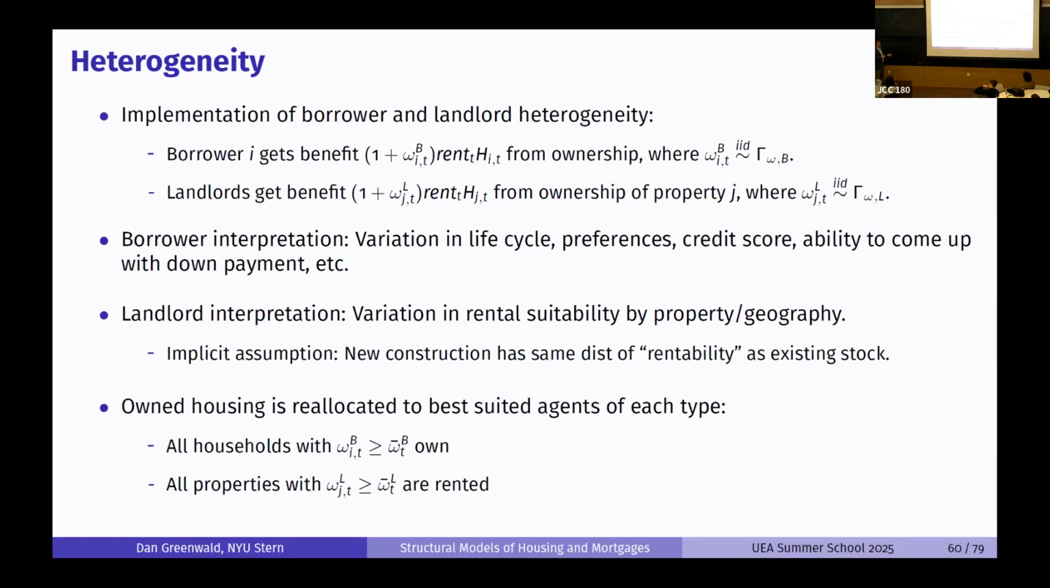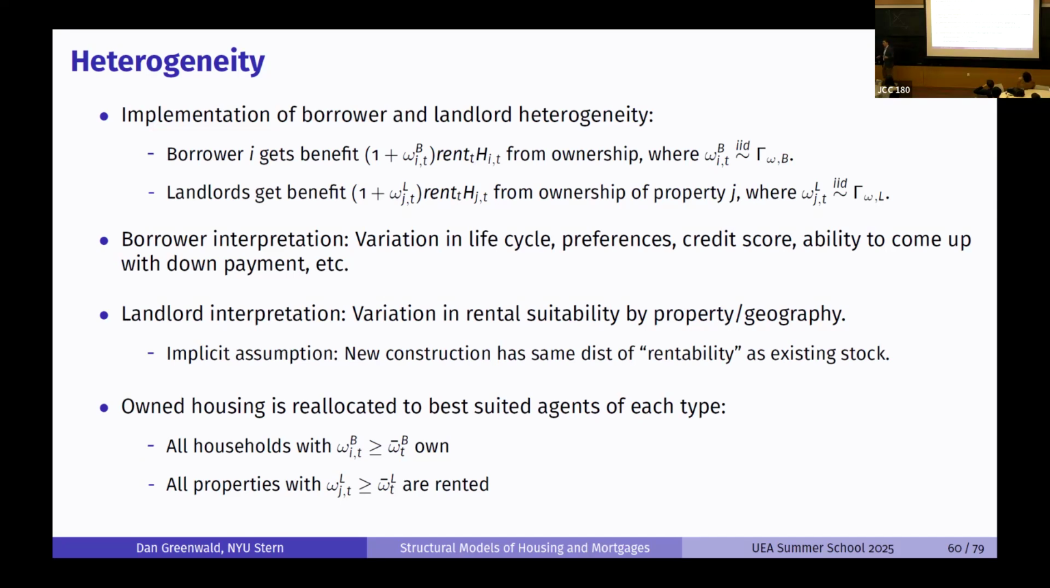But then I'm going to add on top of that: you don't just get that benefit, you get 1 plus some omega shifter, right? And this omega thing is where the heterogeneity is going to lie. So that means that some households just get a lot of benefit from owning, even holding the amount of housing services fixed. Some get a little bit.